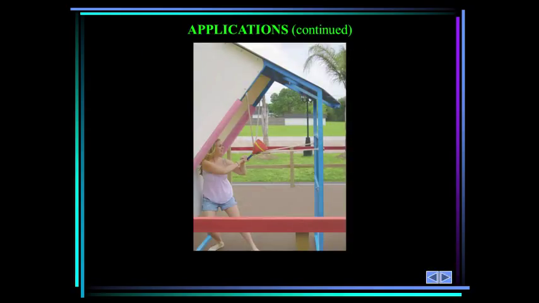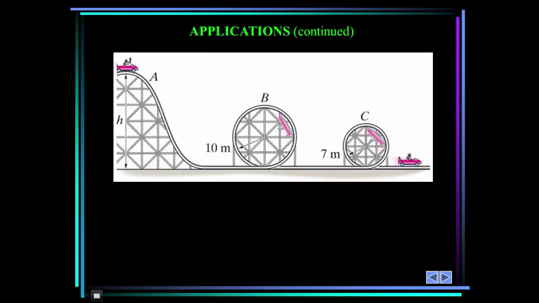Here, a young woman is launching a water balloon. She pulls back on the balloon, stretching 4 elastic cords. If we know the unstretched length and stiffness of each cord, can we determine the maximum height and range of the water balloon? Here's a roller coaster.